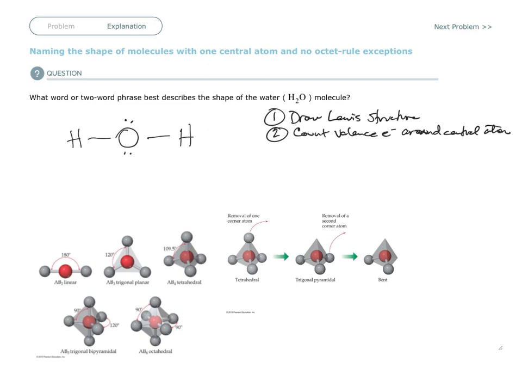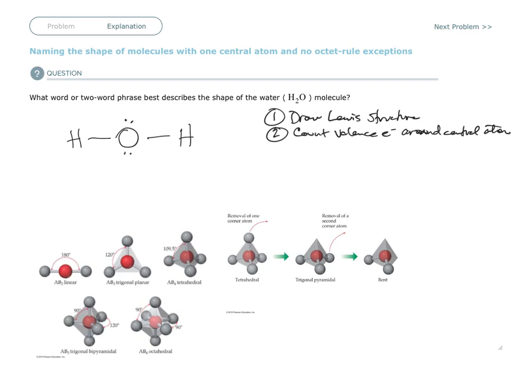I've got 4. All right, so I'm going to go down to the pictures that I've given you again, and I'm looking for AB4. So A is the central atom, and B is the ligands that are attached to it. In this case, I've got 2 hydrogens, but I also have 2 sets of lone pairs. Those are attaching to the central atom. I've got 2 sets of lone pairs and 2 bonds. So that's an AB4, so it's a tetrahedral.